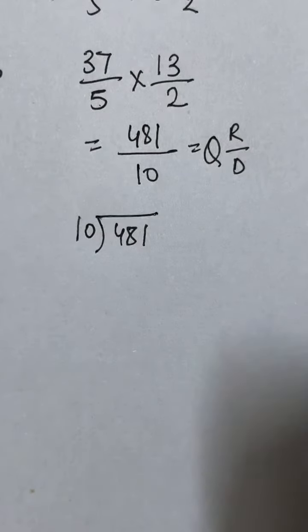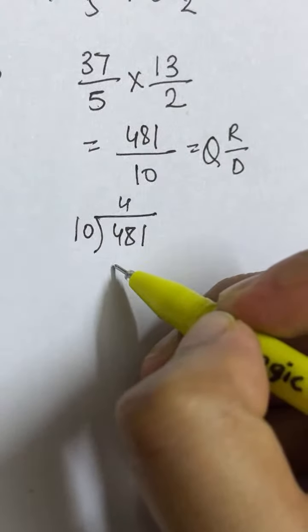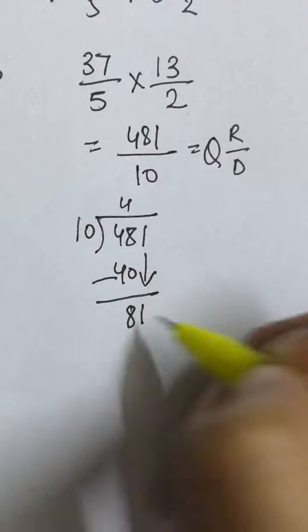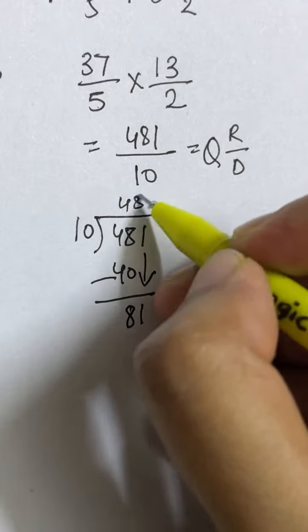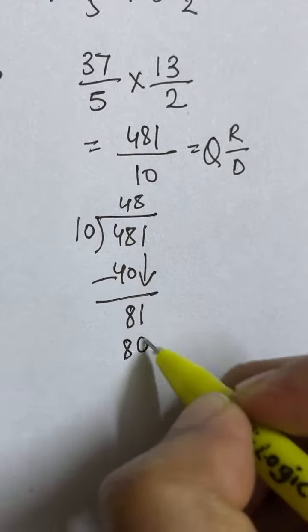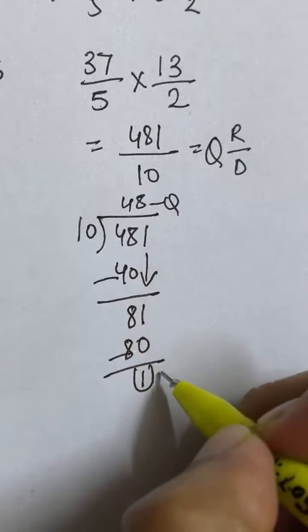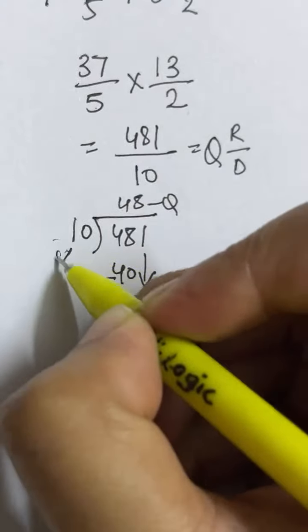481 divided by 10. So it goes 4 times, that's 40, and you're left with a remainder of 8. Carry down 1. So you have 10 times 8. That gives you 80, and subtract, you have a remainder of 1. So that's your quotient, this is your remainder, and this is your divisor.